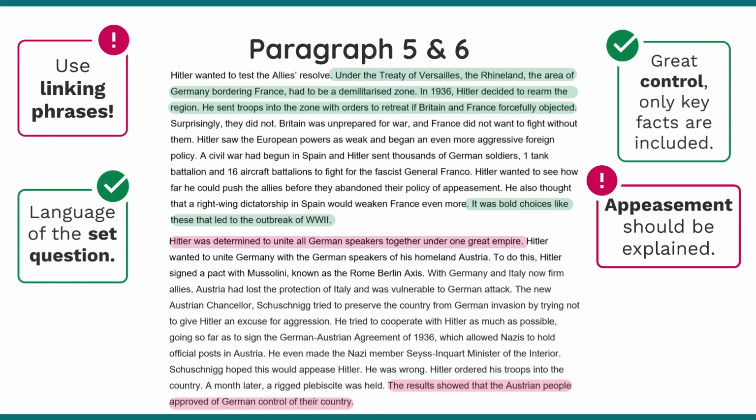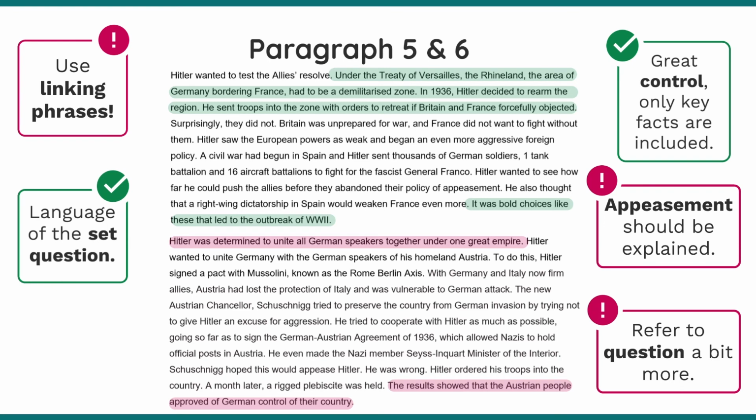The next paragraph deals with Hitler uniting all German-speaking peoples under this one great empire, and his taking over of Austria. And again, the detailed information is there. It's absolutely perfect, but it just could be made a little bit clearer why this is relevant to this specific question. For example, at the end of that paragraph it says the results show that the Austrian people approved of German control of their country. It was kind of rigged, but that's fine. So you could just add in a final sentence there, something like: Hitler now had more land and soldiers at his disposal, making World War II even more likely. Or something like that. Just make the link back to the question that little bit more explicit.